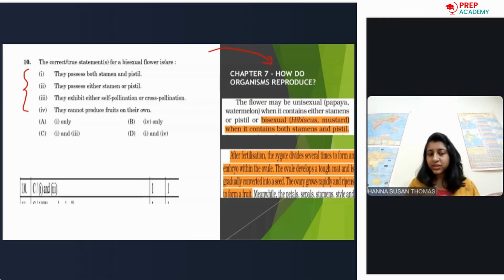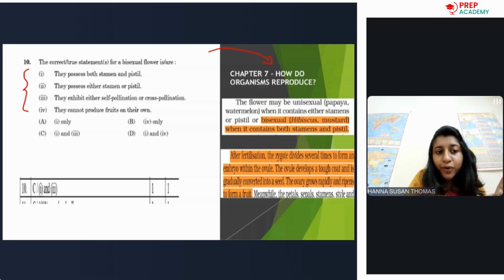The first statement that is given under this question is, they possess both stamen and pistil. So bisexual flower. Bisexual means, bi means two. So here bisexual means something having two reproductive organs, right? Female and male, both female and male, right?